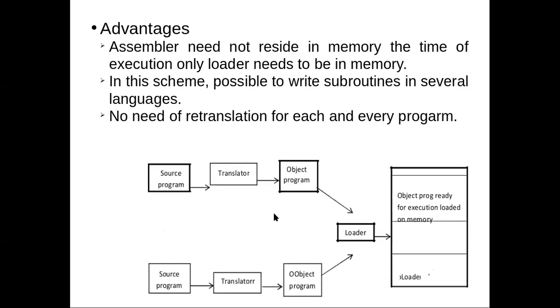And another one is, however many times we edit the source program, there is no need to load it again and again into the memory. In the compile and go scheme, since the assembler was in the memory, whenever we changed the source program, each time we needed to retranslate. But here we have no need of retranslation, because the assembler is kept outside the memory, not inside it. That's all about the general loading scheme.